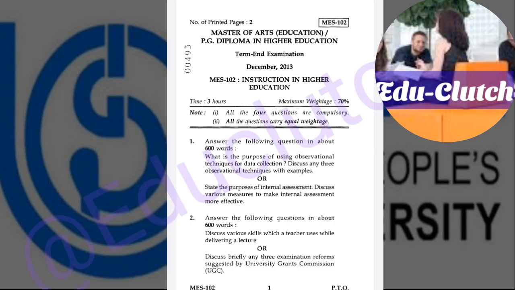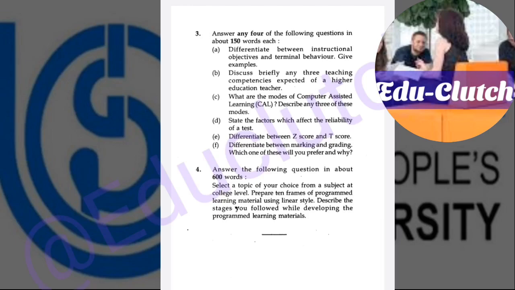Third question, which is multiple questions of which you need to attempt any four only. First is, differentiate between instructional objectives and terminal behavior. Give examples. Second question is, discuss briefly any three teaching competencies expected of a higher education teacher. Third is, what are the modes of computer-assisted learning? Describe any three of these modes.